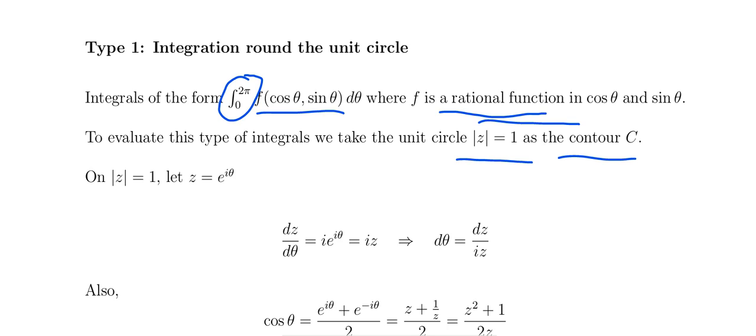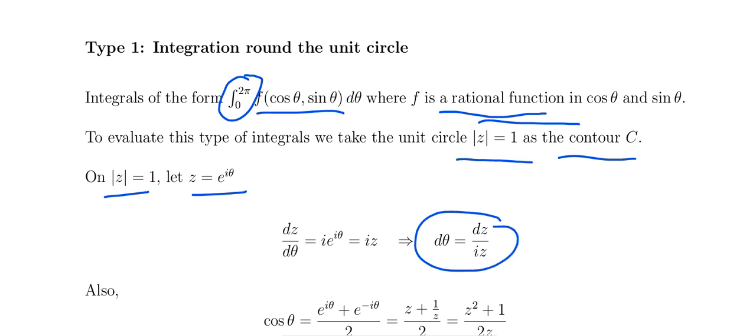And to evaluate these integrals, we take the unit circle mod z equal to 1 as the contour C. So on mod z equal to 1, z equal to e power i theta. From this, dz by d theta equal to i e power i theta. E power i theta is z, so dz by d theta is iz. So d theta equal to dz by iz.